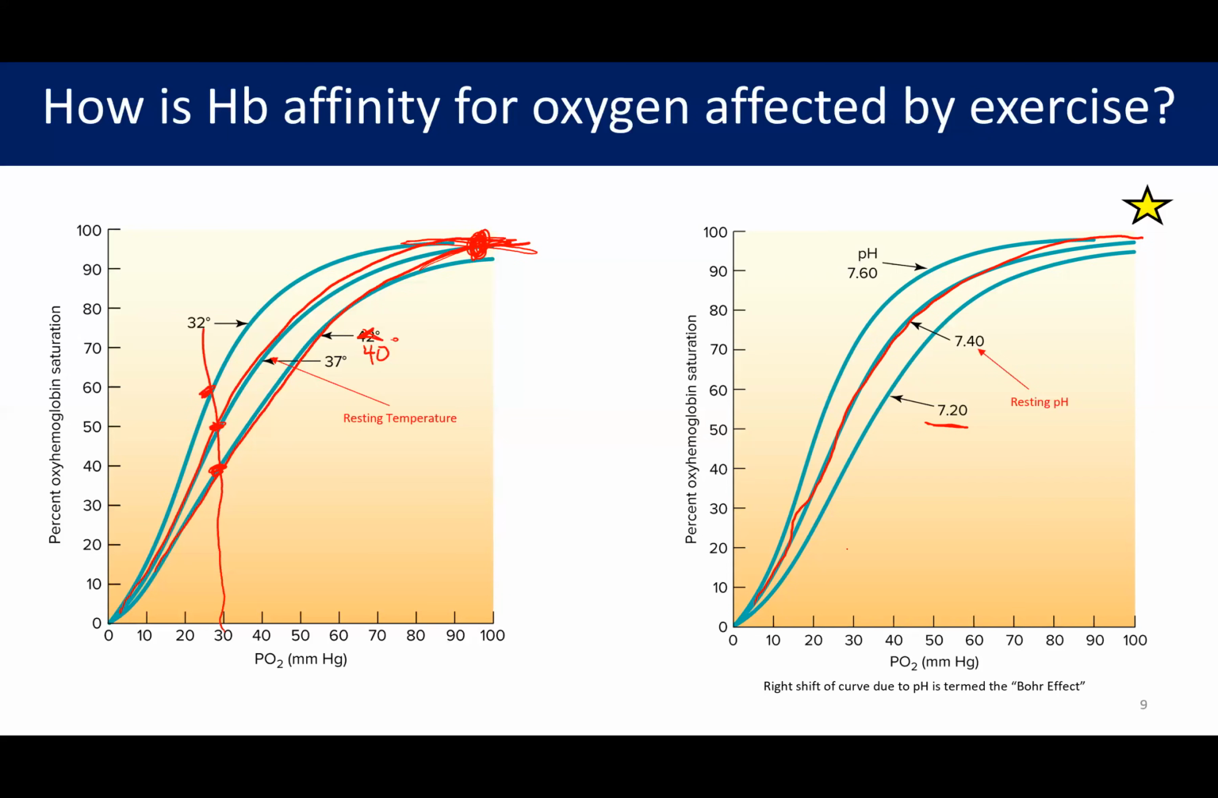And what that means is that for a given pressure at the muscle, the hemoglobin is going to let oxygen off more and allow more oxygen to be consumed by the muscle. This is called the Bohr effect. It's the shift due to the pH.